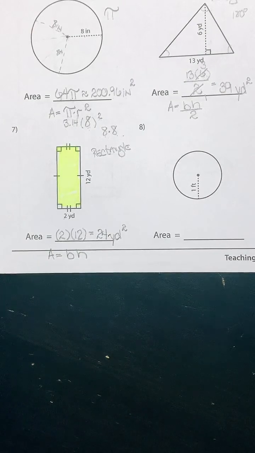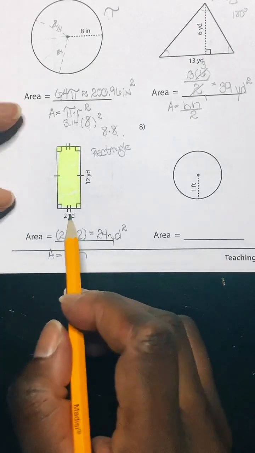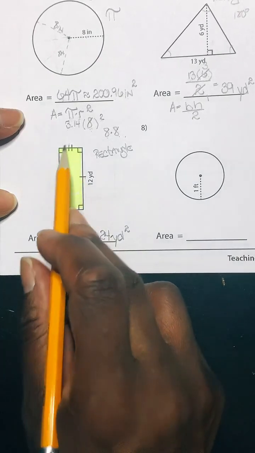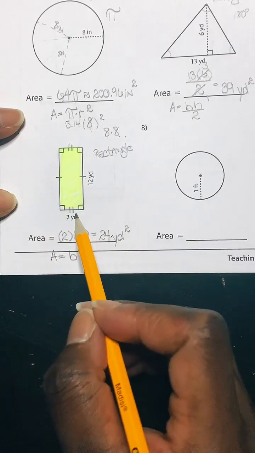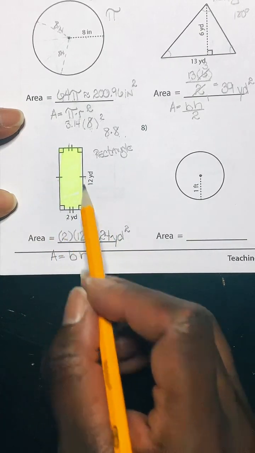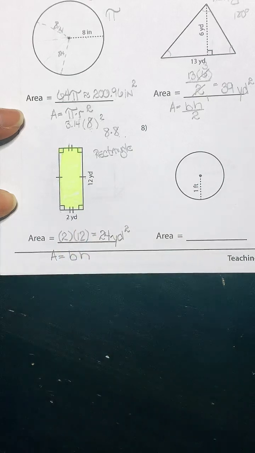We're accounting for the other two. We don't have to, because when we're doing area, not perimeter. If we're doing perimeter, we will add up all the sides. Okay? But when we're doing area, all we need is our base and our height.